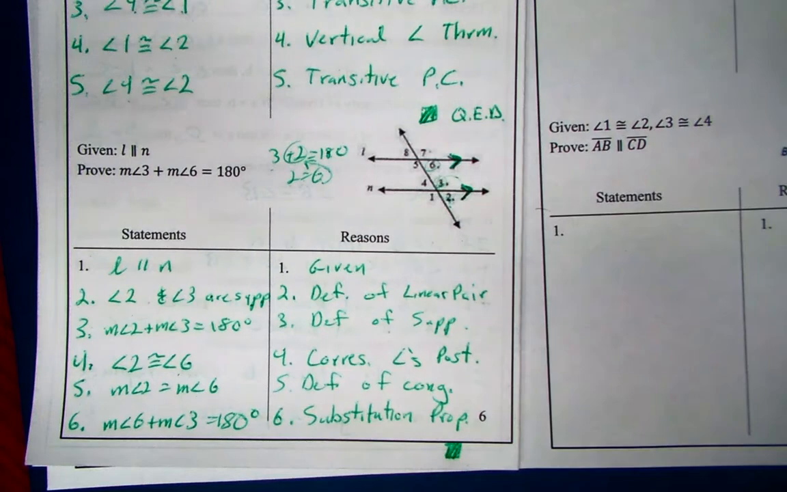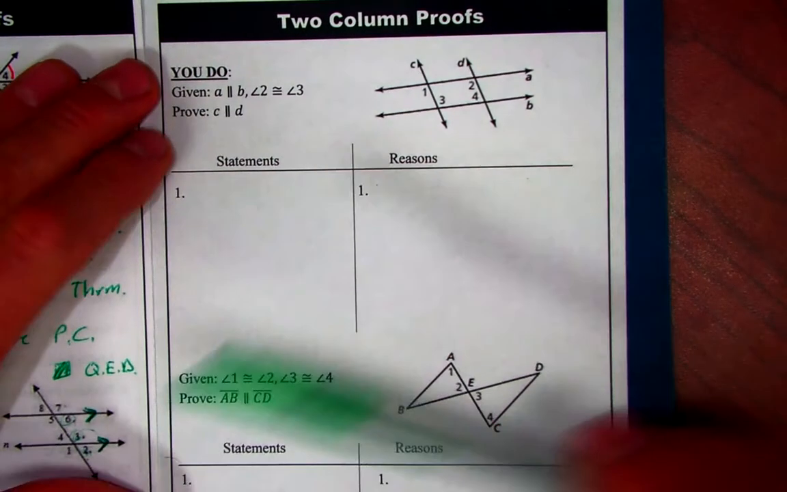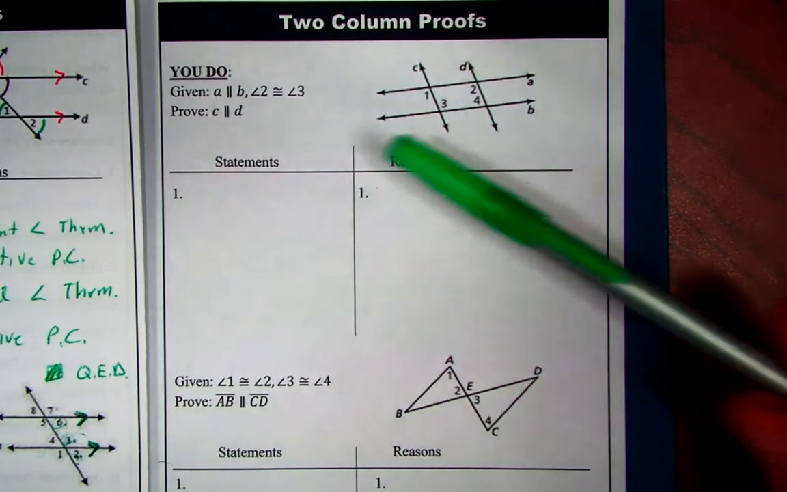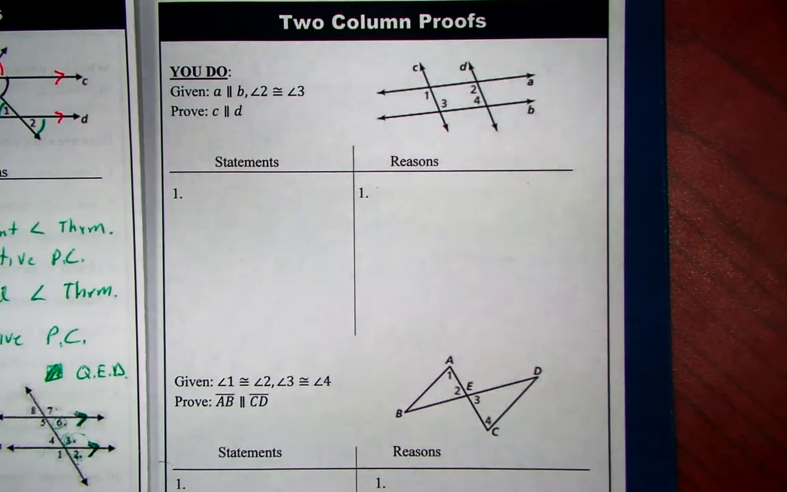All right, so work together. You've got 2 examples here to work through. I'll leave the key here so you can check them, and then go ahead and move on to the practice that I've given you. All right, thanks a lot.